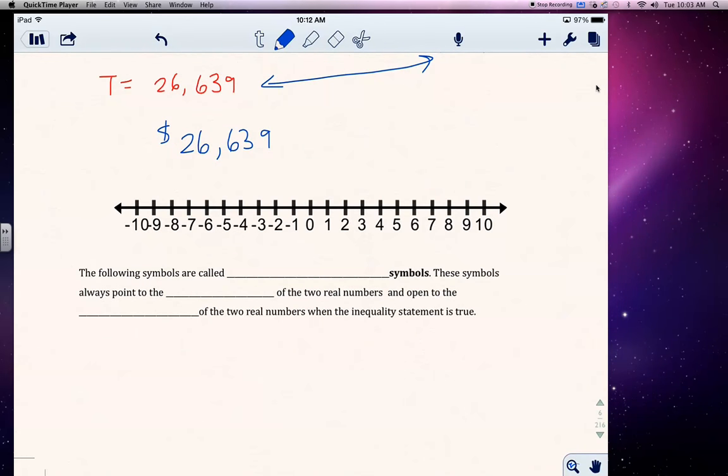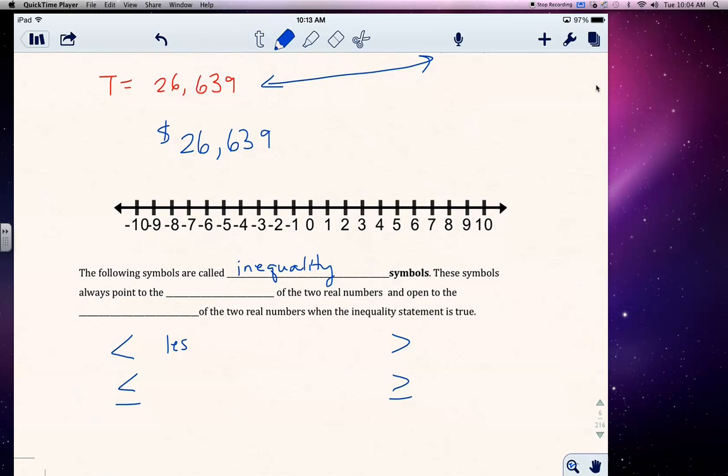Okay. Next thing we're going to look at is the number line, and we're going to start looking at some symbols. We're going to look at the following inequality symbols: we have the less than sign, the less than or equal to, the greater than, and the greater than or equal to.